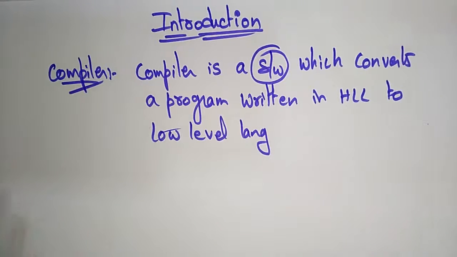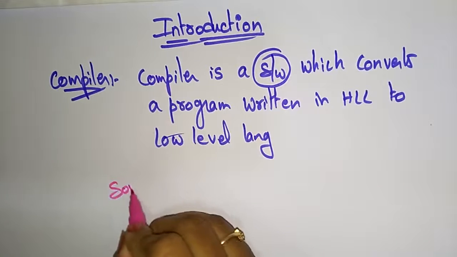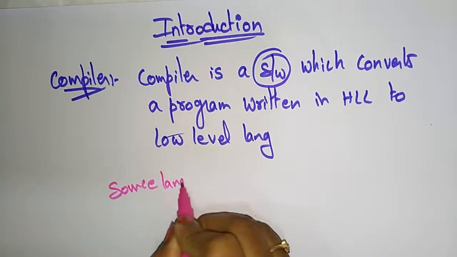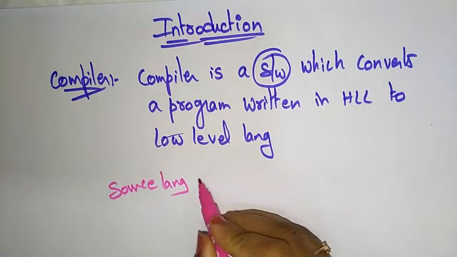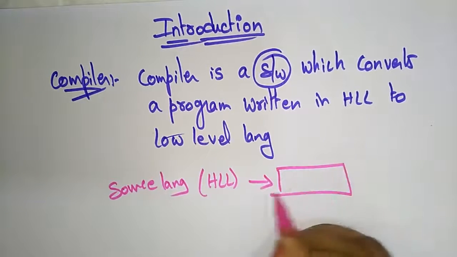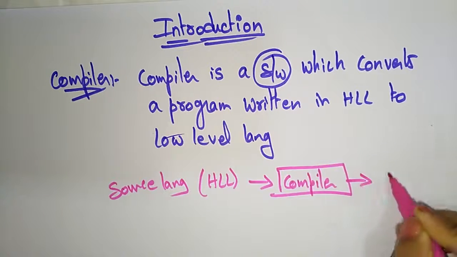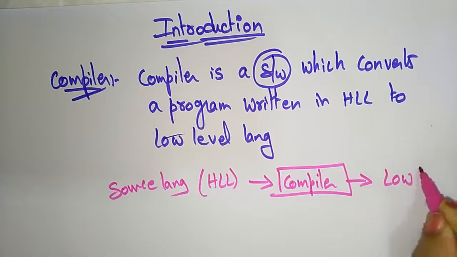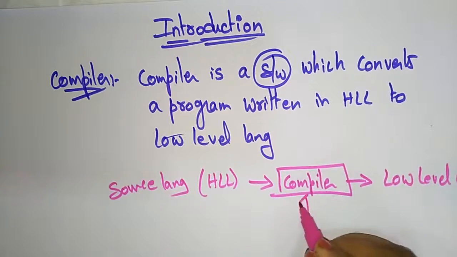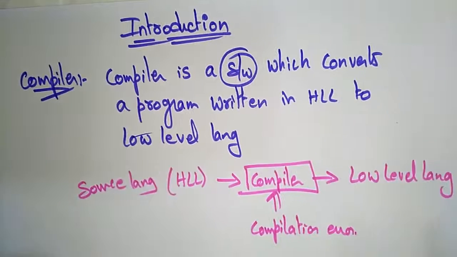Okay, so what does it mean? A high level language is nothing but the source language, that is, the source program, whatever we are writing. So that is a high level language. With the help of the compiler we are converting it into low level language. Compilation error. So this is a compiler.